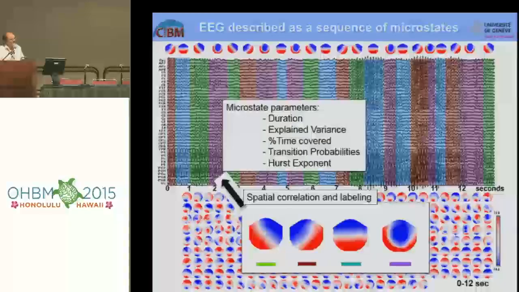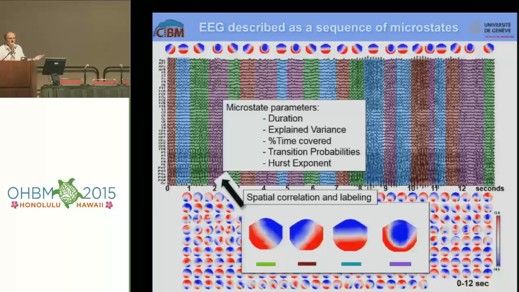And then you can define different types of variables for each of these states, namely duration, the explained variance, the percentage of time that each of these maps is present. You can look at transition probabilities between maps. You can look at complex things like fractality indexes, here the Hurst exponent that has been proposed in some studies. And there are different parameters that you can define that describe the temporal dynamics of these four microstates, these four maps.